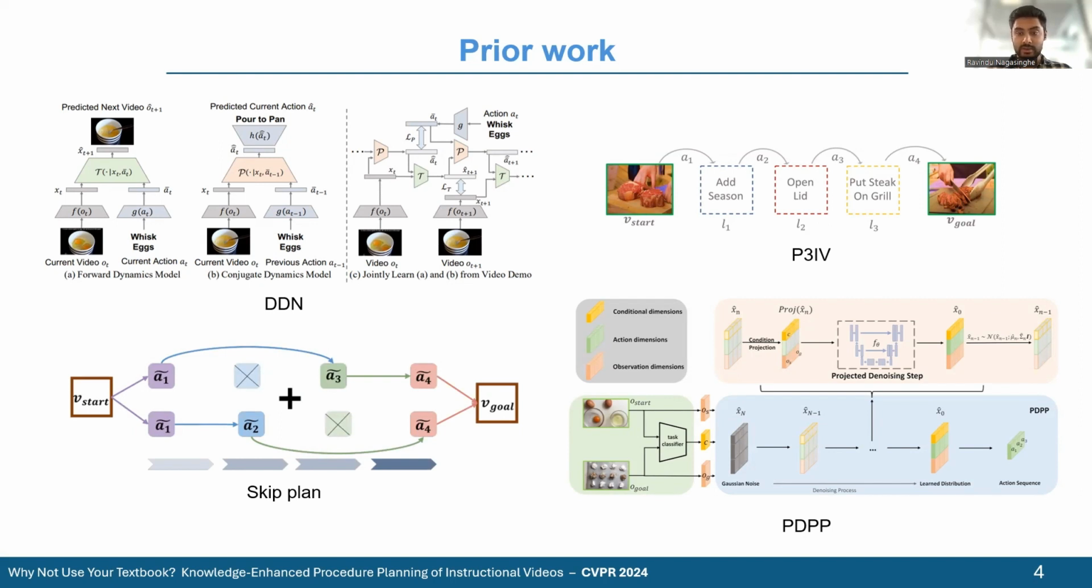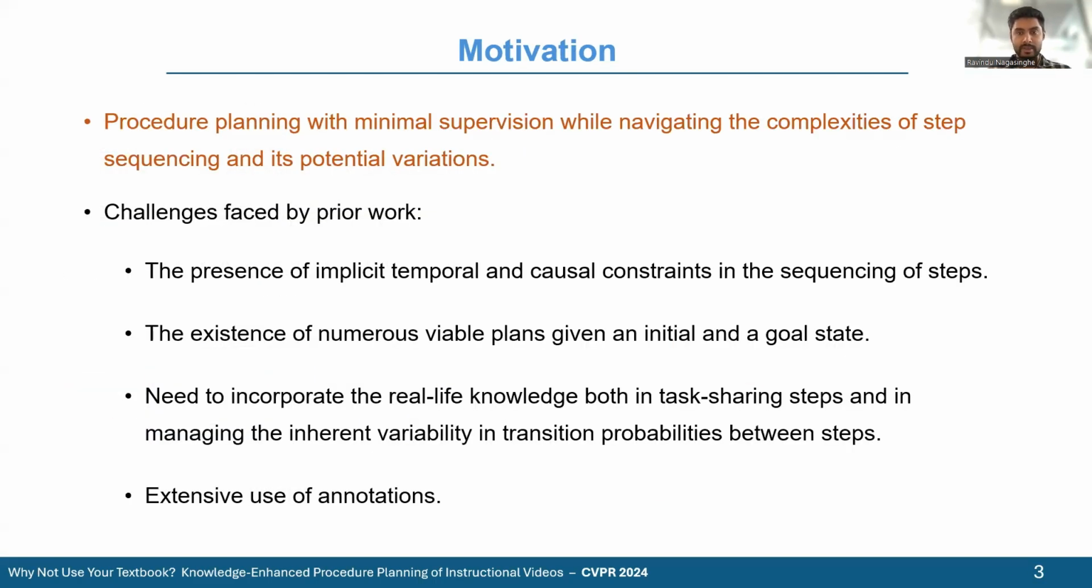In contrast to previous work, our approach does not rely on annotations of intermediate states, natural language step representations, or procedure task labels. Despite the recent improvements in the task of procedure planning, current works face challenges like selecting a viable plan out of all possible plans given initial and goal states, extensive use of annotations, and inability to incorporate real-life knowledge in task sharing steps.